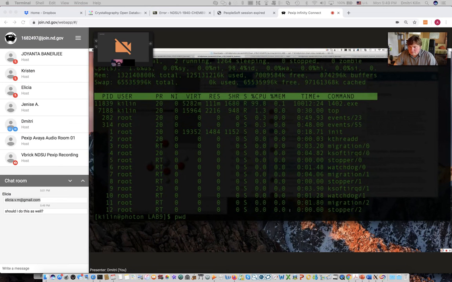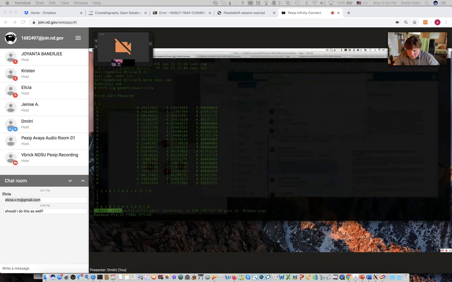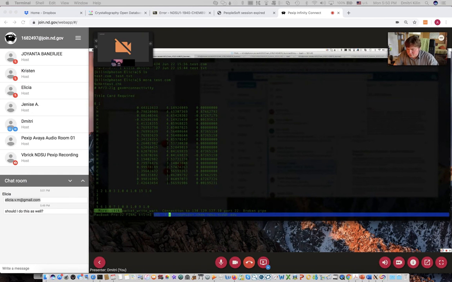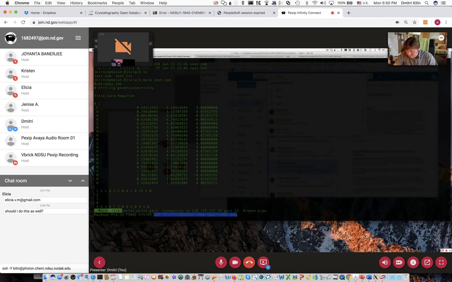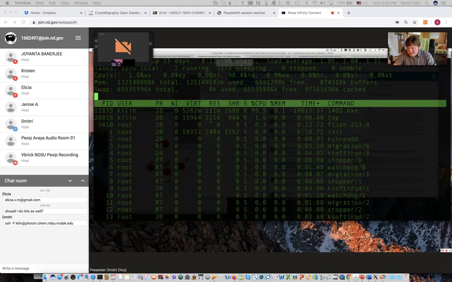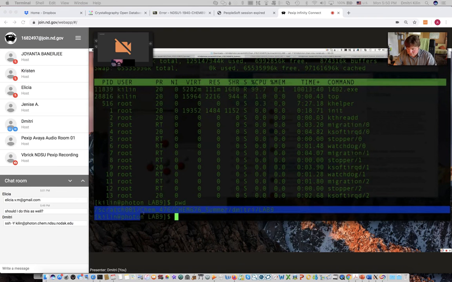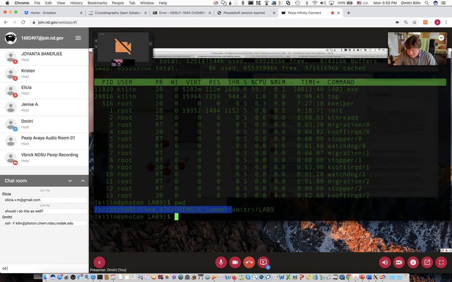So log into the Photon server. If you have forgotten the command, I can share it in the chat line. I hope everyone is happy with this command, because we already did it and even presented how to do it. So here is the command to connect. After you are connecting there and typing the password, please navigate to the directory corresponding to where we do our exercises.